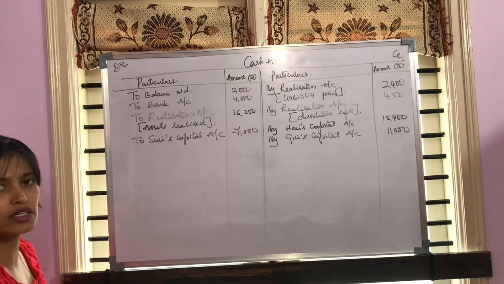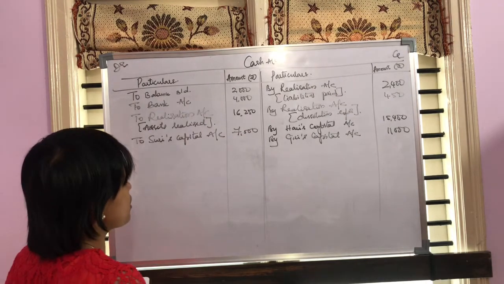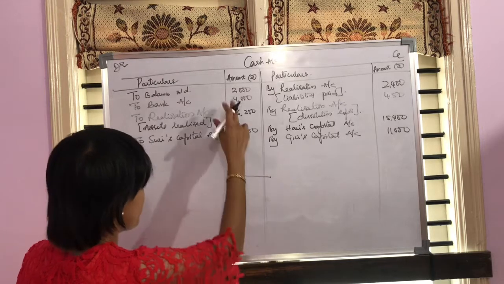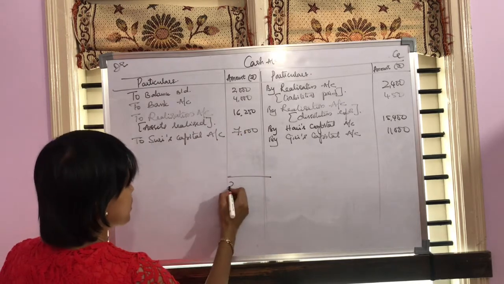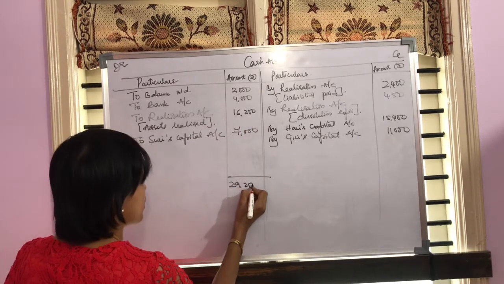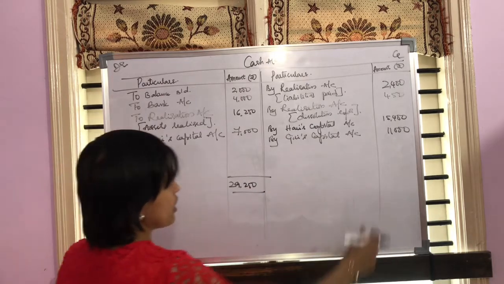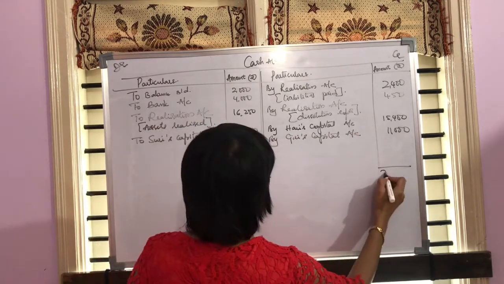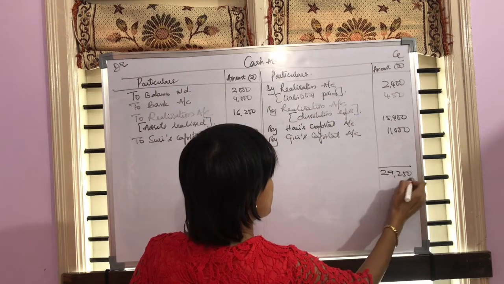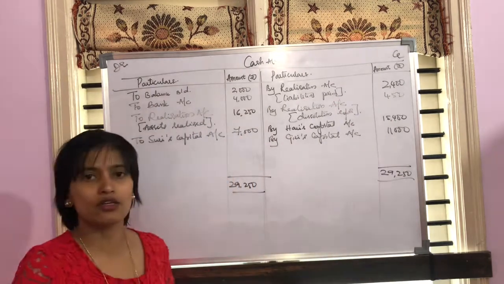So that's it with the cash account. The balancing, if you do on the debit side, if you add all the amounts, you're going to get 29,250. Likewise, on the credit side, if you add all the amounts, you're going to get 29,250. So that's it with the solution, students.